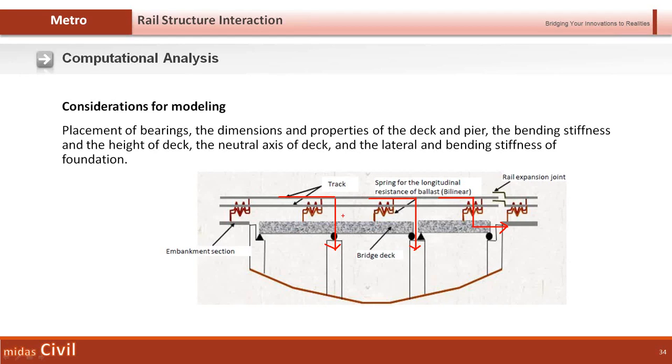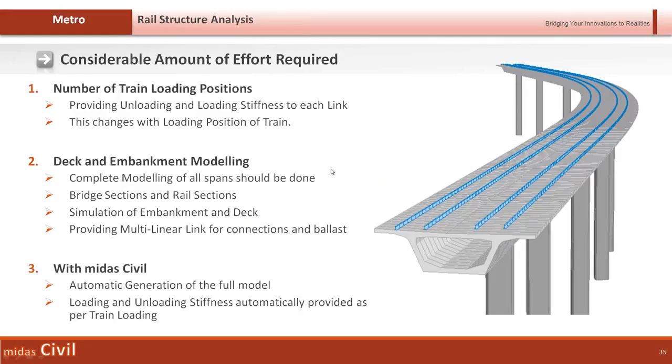So what can we do in such cases? Considerable effort is required. There are a number of train loading positions, and we provide the unloading and loading stiffness to each link. So this changes with the loading position of the train, as I explained. Also, the full complete modeling of deck and embankment is required, and providing proper multilinear links for the connections and ballast to simulate the connection and ballast.